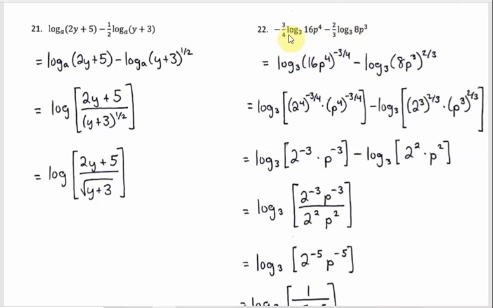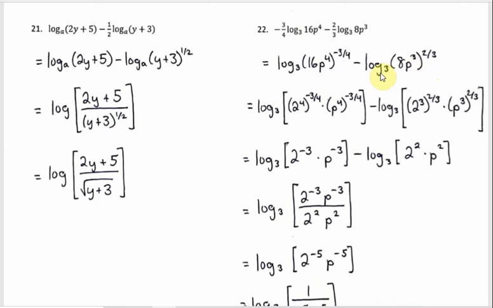So when you bring the negative 3/4 up, it's this whole thing that you're taking the log of raised to the negative 3/4. That's why I've got the parentheses here. It's not just going to be the p to the 4th. It's the whole thing. It's the 16p to the 4th. And same thing here. When you bring the 2/3 up, it's this whole thing that you're taking the log of now raised to the 2/3. So the 8p cubed, not just the p cubed.